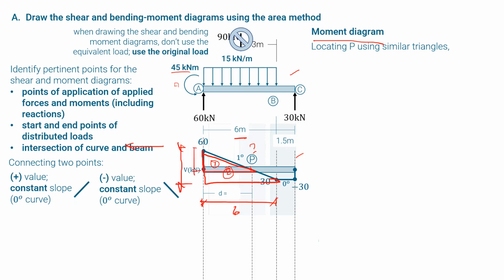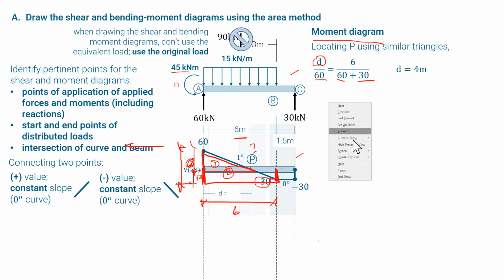We know that this is 60. Tapos, we know that this is, ilan to? 30 yan. We know that this height is 30. This length is the same as this length. 30 yan. Kaya kapag nag-similar triangles kayo, this is horizontal divided by vertical, D over 60, that's for the first triangle, is equal to 6 over 60 plus 30. And then you'll be able to solve D is equal to 4.